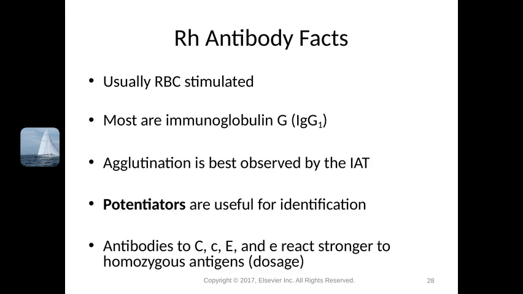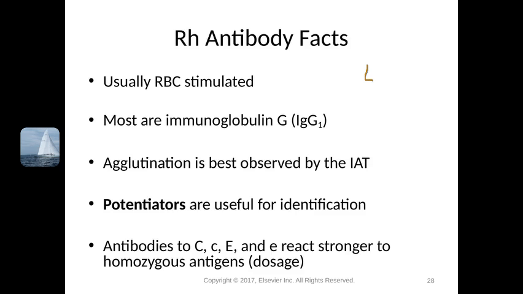So antibodies to big C, big E, and little e will react stronger to homozygous antigens. So basically, this means that a homozygous antigen is if we inherit, for example, a big C and a little c.